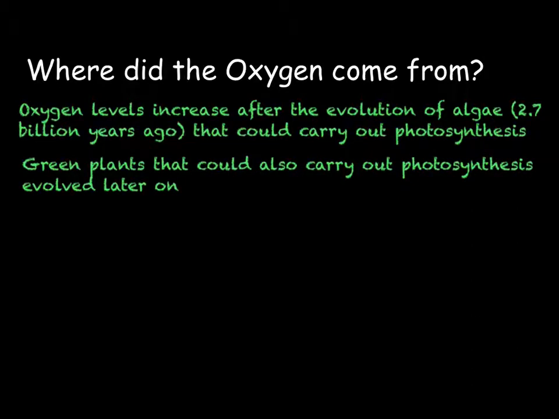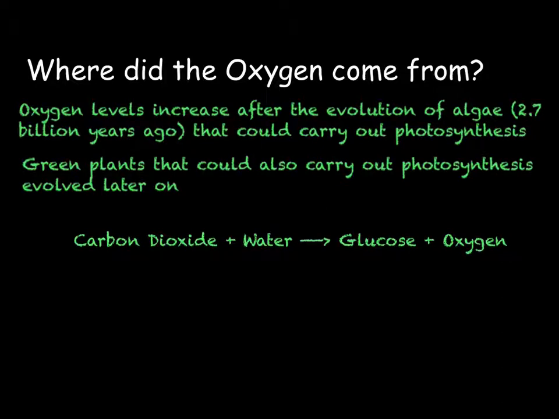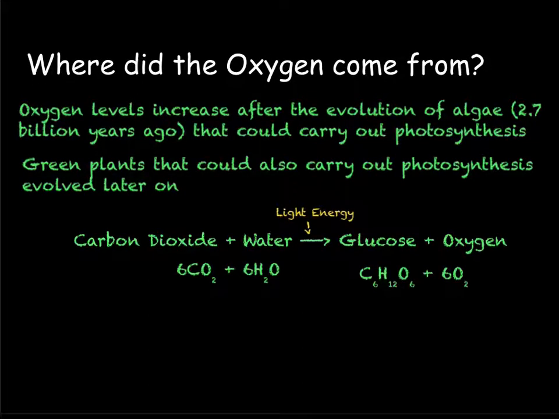You will have come across photosynthesis in biology as well. The word equation for photosynthesis is carbon dioxide and water goes to glucose and oxygen. This is an endothermic reaction as it takes in energy, this time in the form of light energy. The balanced symbol equation is 6CO2 plus 6H2O goes to C6H12O6 plus 6O2.